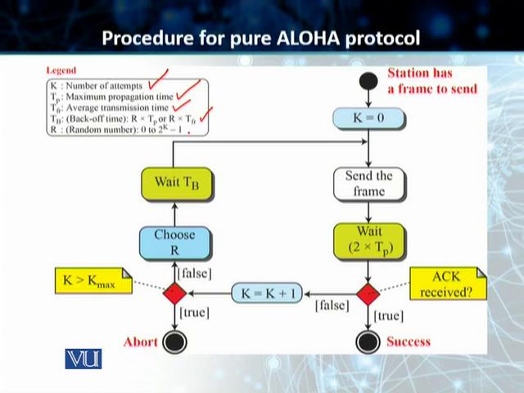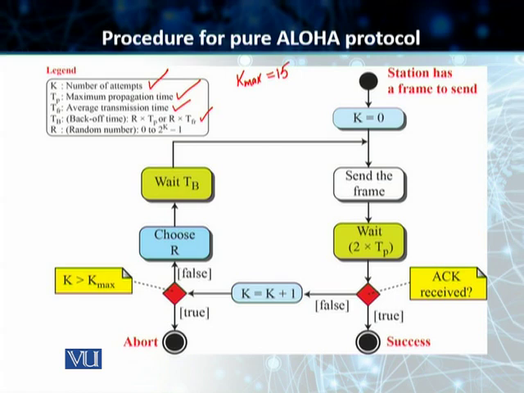And R is a probabilistic random number, and its value can be anywhere between 0 and 2 raised to the power K minus 1. And K max, which we normally choose in this case, is 15. 15 is the maximum number of attempts. So students, as you can see, our timeout period is equal to the maximum possible round trip propagation delay, which is twice TP, where TP is the maximum propagation time. Maximum propagation time is the time it takes for a signal to travel between the two most widely separated stations, from one station to the other.